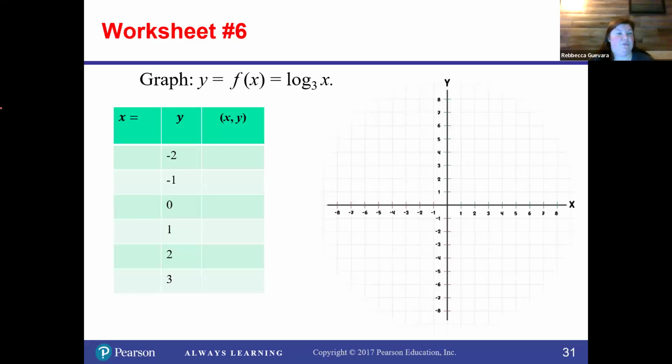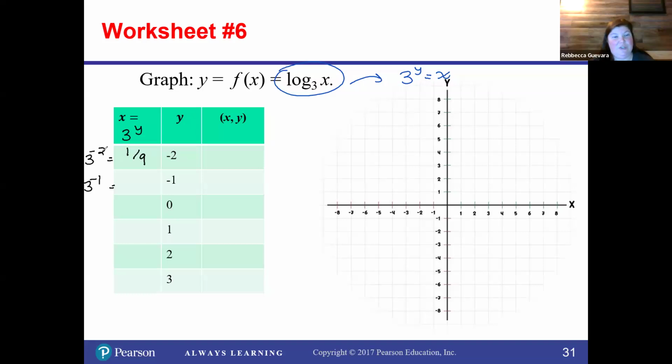Okay, so for this one here, we're just going to convert this into 3 to the y equals x. So x is just going to be 3 to the y. If y is negative 2, then we are going to have 1/9. If y is negative 1, then x would be, okay, let's try this again.